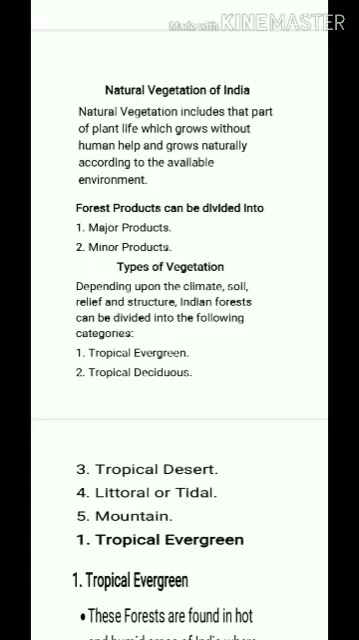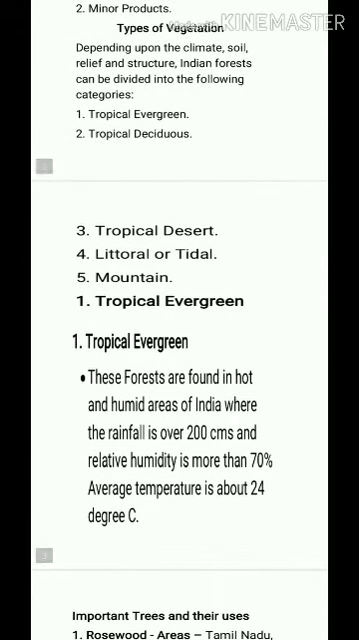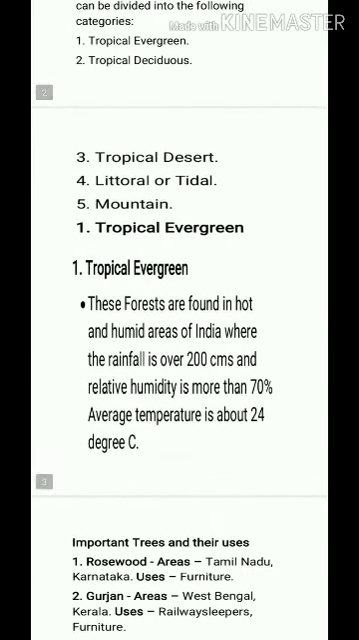Now our topic: types of vegetation. Depending upon the climate, soil, relief and structure, Indian forests can be divided into the following categories. These are tropical evergreen, tropical deciduous, tropical desert, littoral or tidal, and mountain forest. Now first of all, our tropical evergreen.